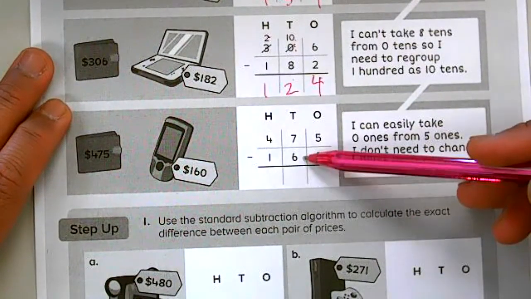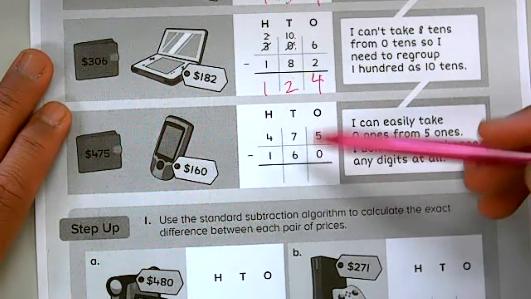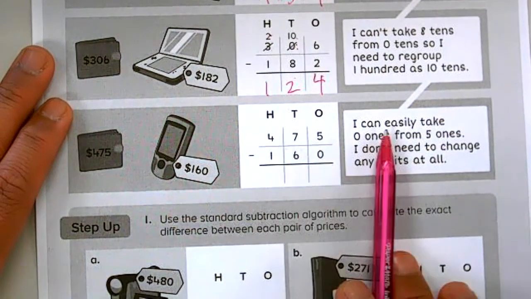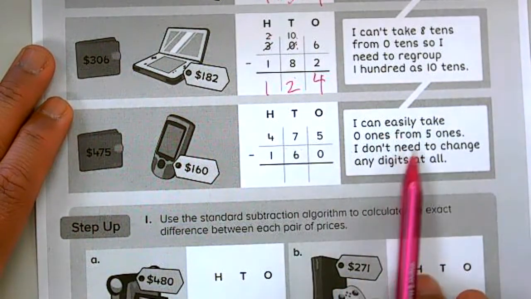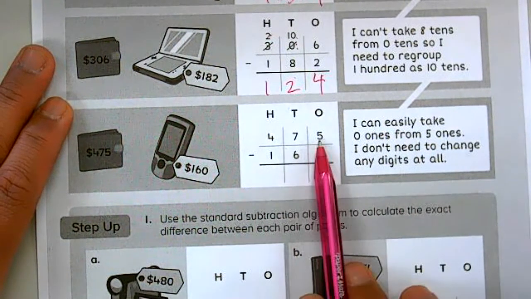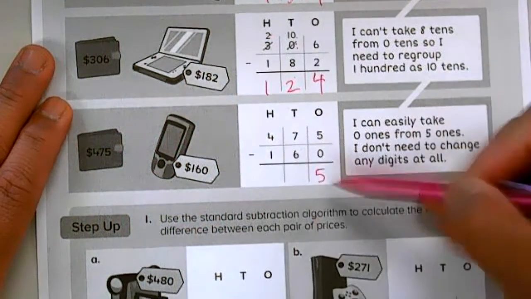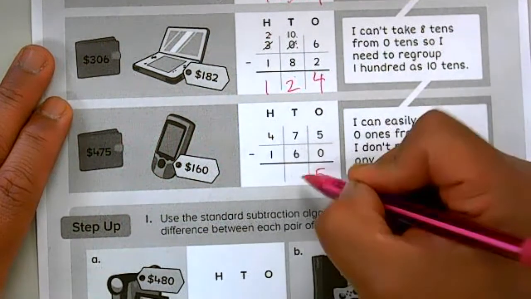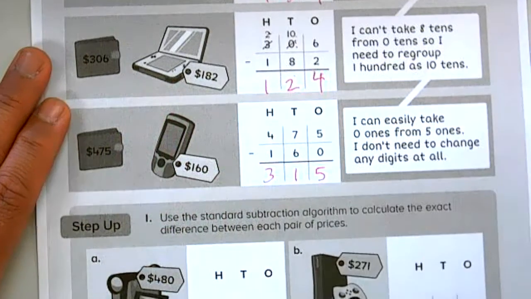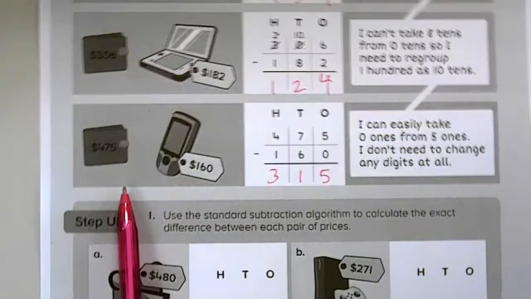Now, here's also subtracting with zeros, but this time the 0 is on the bottom part of your algorithm. So it's a little easier. This raccoon says I can easily take 0 ones from 5 ones. I don't need to change any digits at all. Let's see if that's true. 5 minus 0 is 5. Yep, you don't need to change. And 7 minus 6 is 1. 4 minus 1 is 3. So still have some leftover money. I don't know what that is, but pretty good.